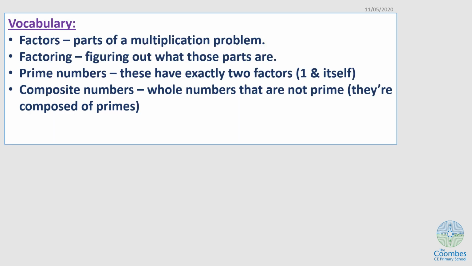There is some key vocabulary I want you to take note of. Factors. Factors are parts of a multiplication problem. Factoring is figuring out what those parts are. Prime numbers have exactly two factors, 1 and itself. Composite numbers are whole numbers that are not prime numbers. They are composed of primes.